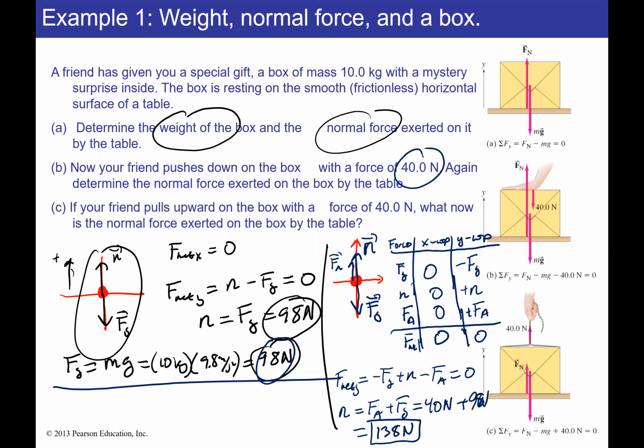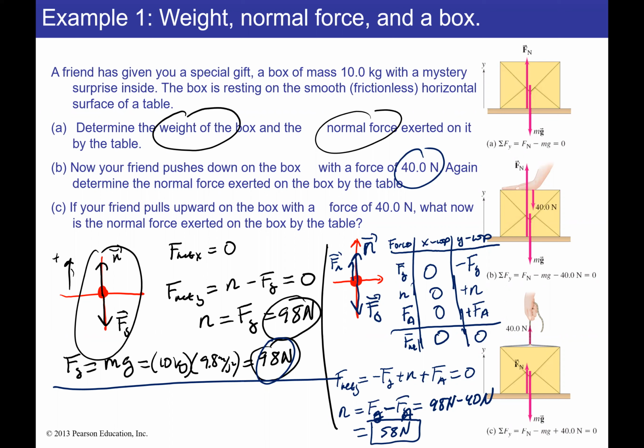So my equation becomes negative F_g plus normal force plus F_a, because both of them are upward, equals 0. The normal force then ends up being the difference between F_g and F_a, which will be 98 newtons minus 40 newtons. So the normal force right now will be the difference of those two, which in this case is 58 newtons.